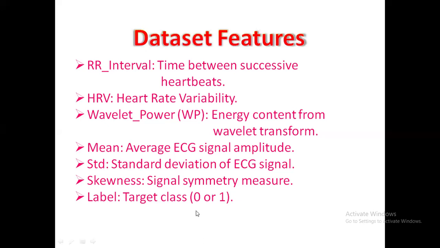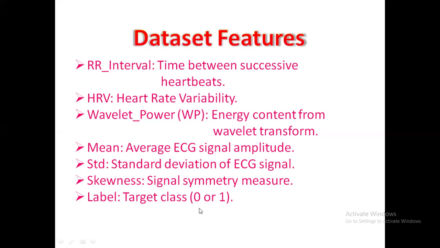Next one is the skewness, that means signal symmetry measure. Skewness measures the asymmetry of the ECG signal distribution around the mean. A skewness value closest to zero suggests a symmetrical signal, which is typical for normal ECG waveforms. Positive or negative skewness indicates that the signal has more pronounced peaks or dips on one side, which may correspond to abnormalities like enlarged QRS complexes or distorted T waves. Including skewness as a feature allows the classifier to detect such structural distortions in the waveform shapes.